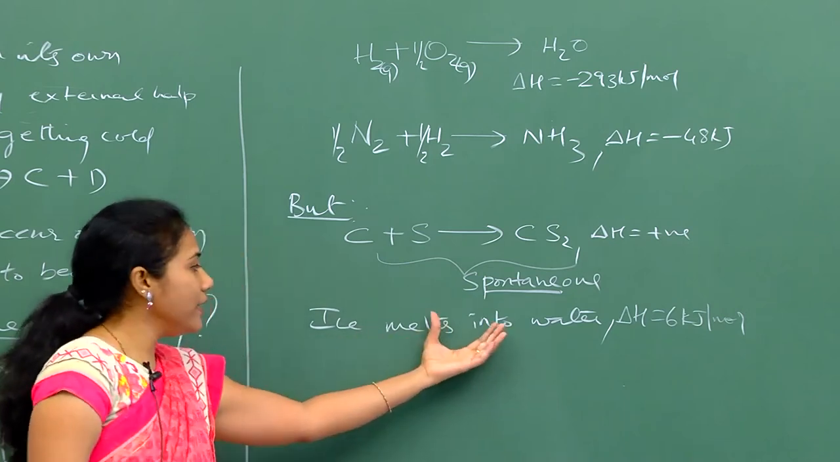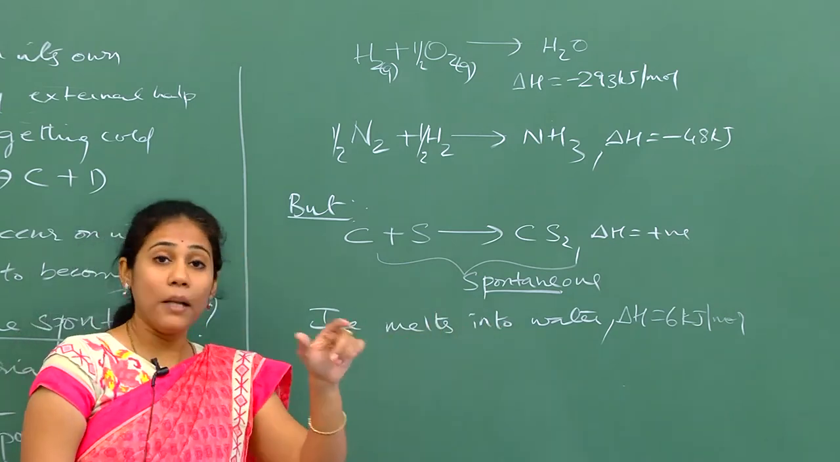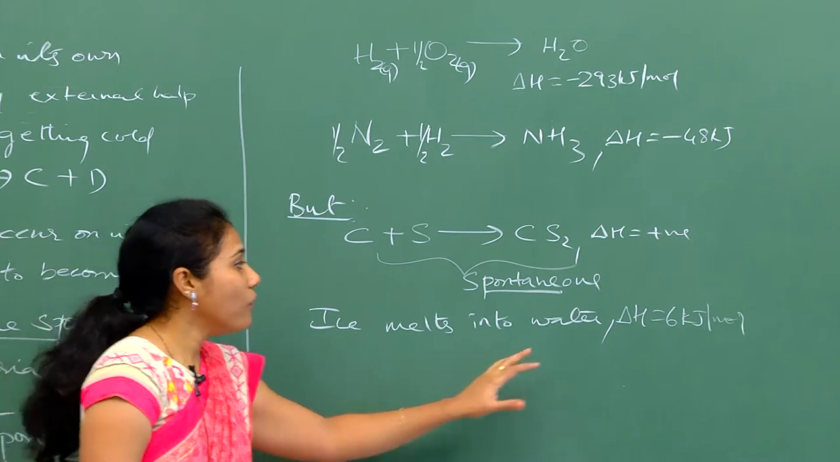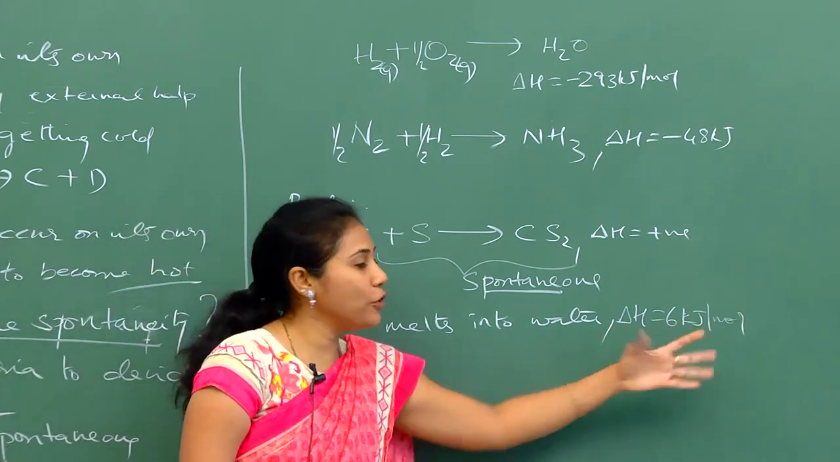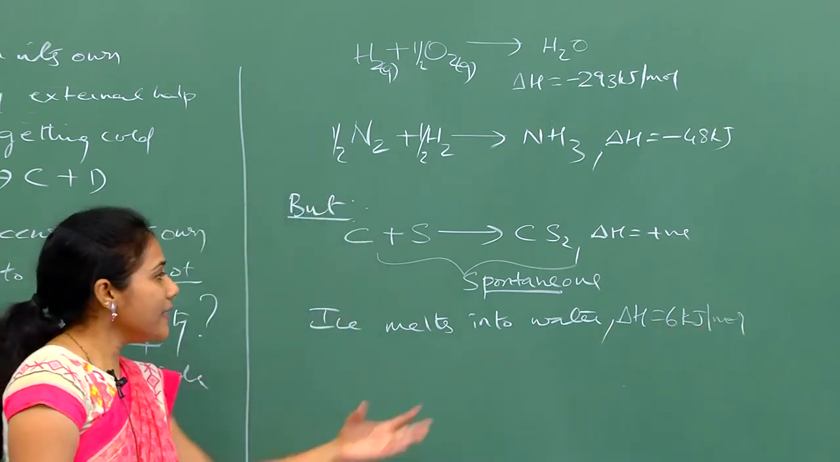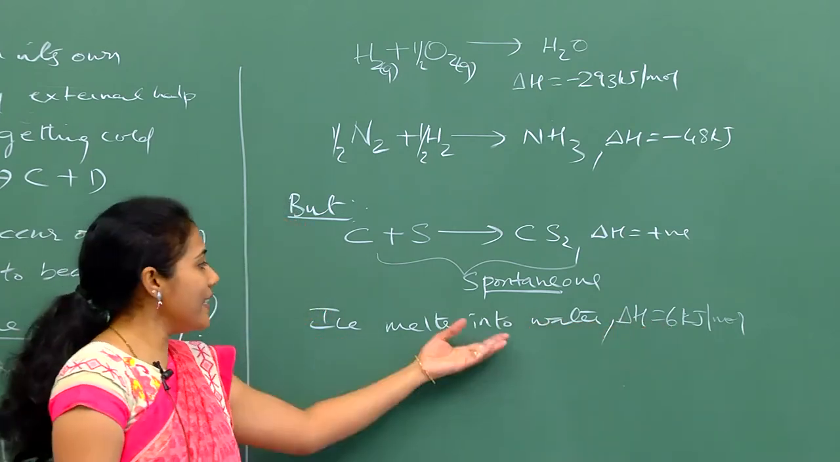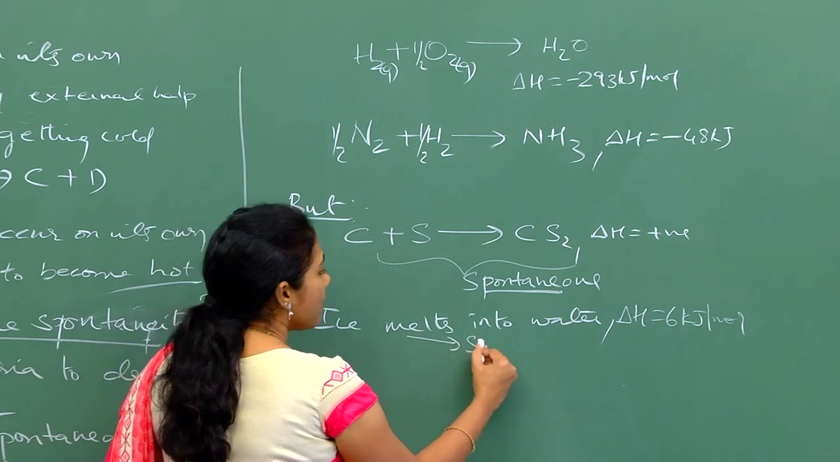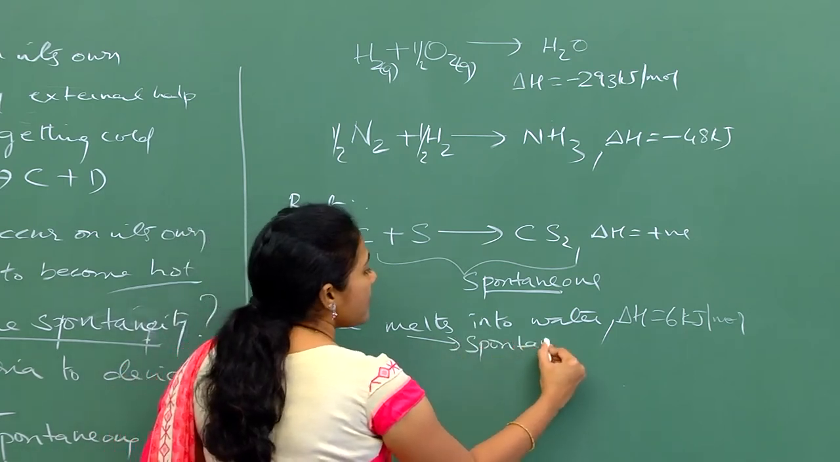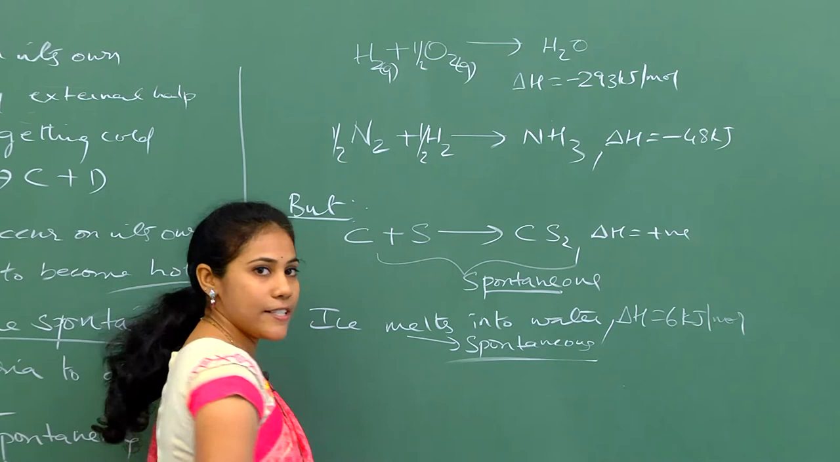The energy involved in this case is called enthalpy of fusion. Okay, what is enthalpy of fusion? 6 kilojoule per mole. Okay, so this is endothermic. You see the positive value for delta H. Okay, but still it is spontaneous. Still it is spontaneous. Yes or no?